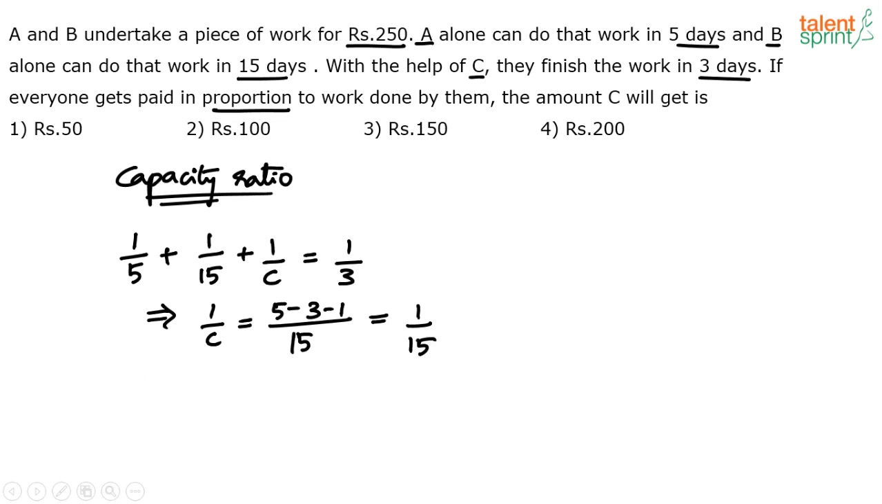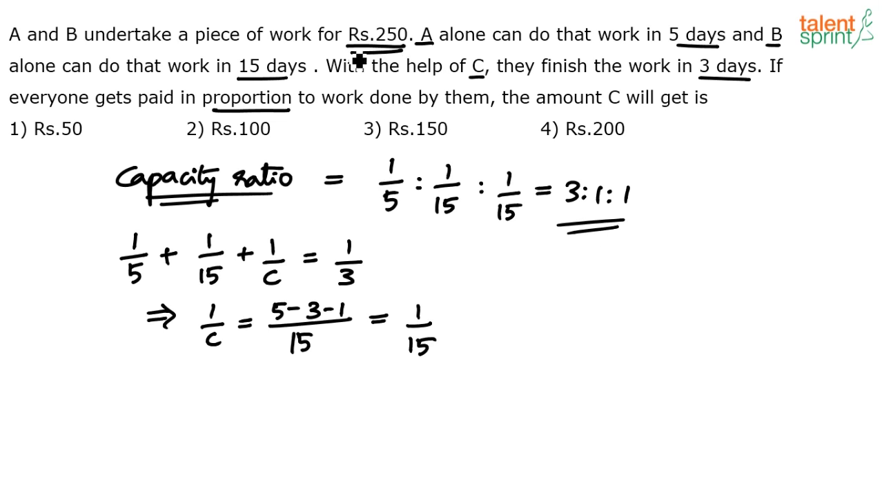Now what is the capacity ratio? The capacity ratio will be A is 1 by 5, is to B is 1 by 15, is to C is 1 by 15. C's capacity is also 1 by 15. Simplify this further. See, what can we do? Multiply every part here by 15, because 15 is a common multiple, right? So it gives you 3 is to 1 is to 1. That's it, done. You've got the capacity ratio, which means you've got the answer.